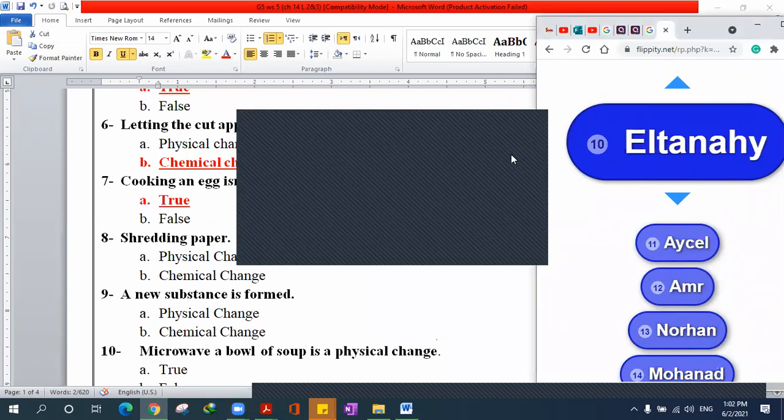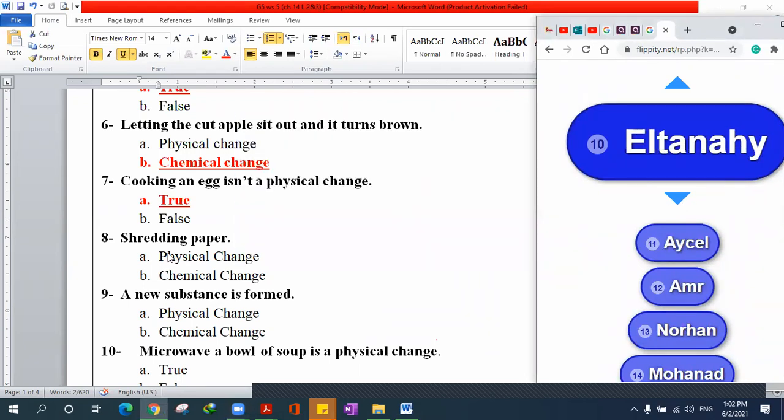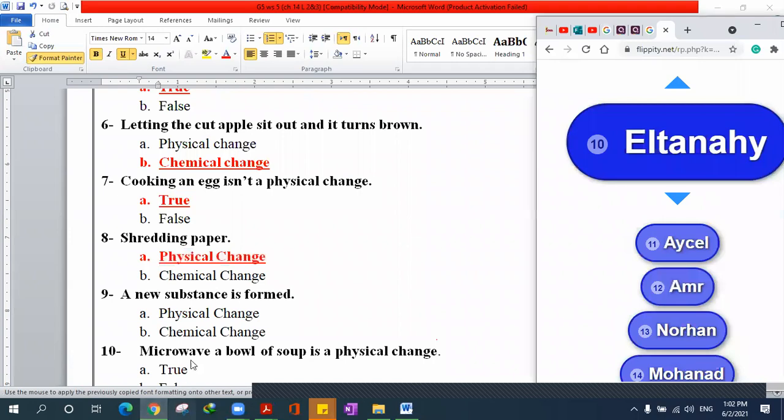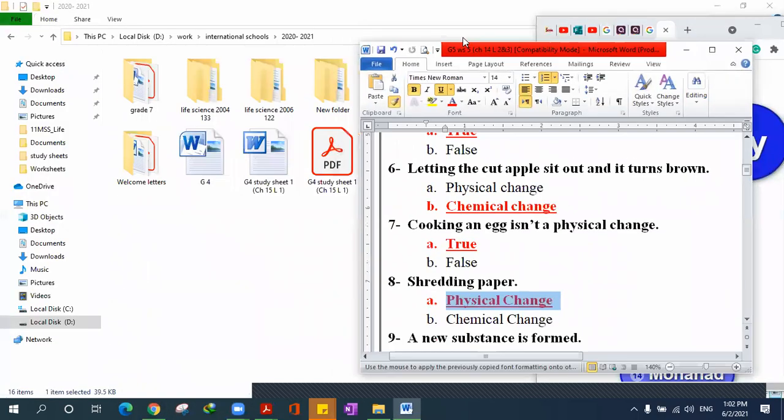Tanahi, would you like to answer? Yes. It says shredding paper is a physical or chemical change? Physical, because it's still paper. Yes, it's still paper. Well done. Thank you so much.